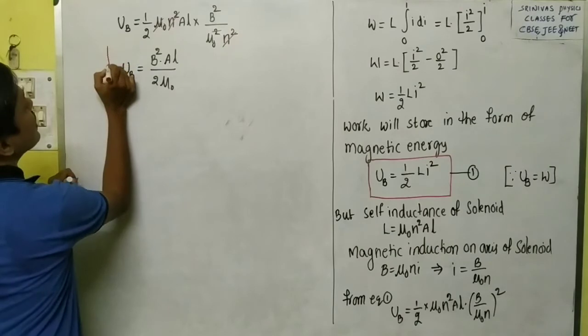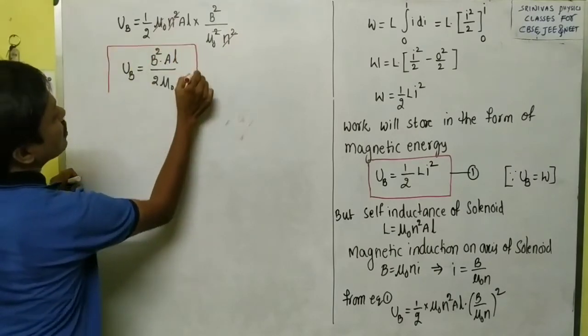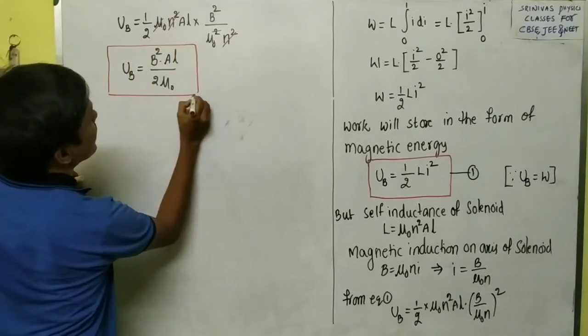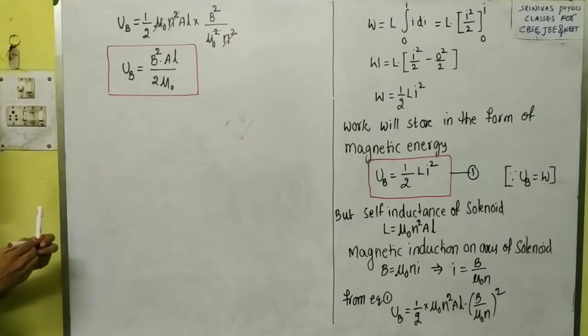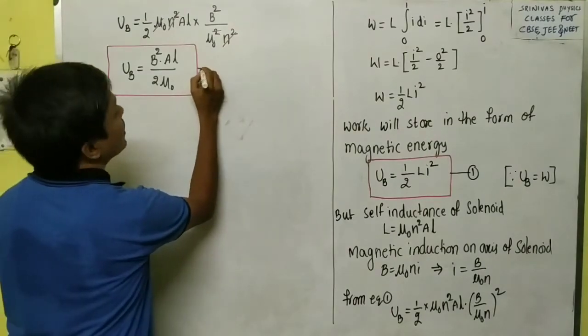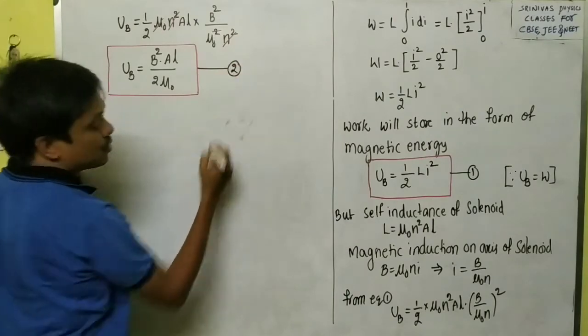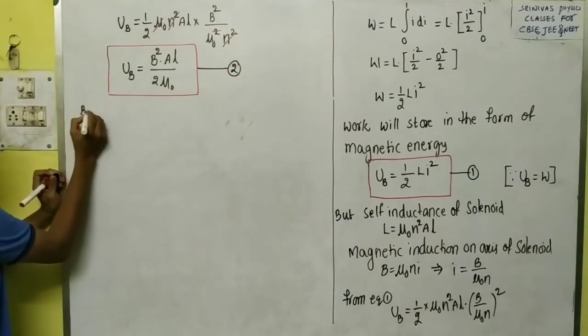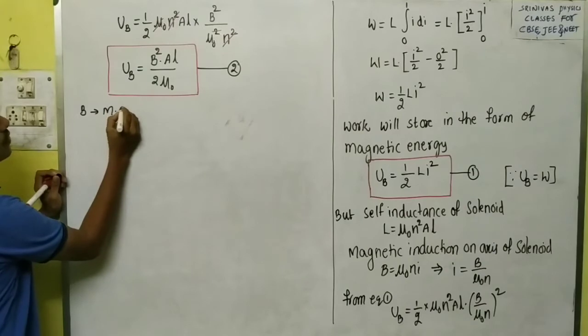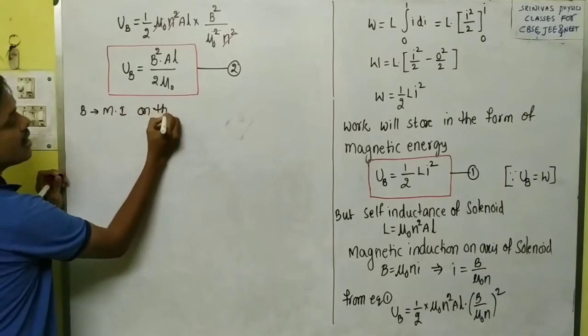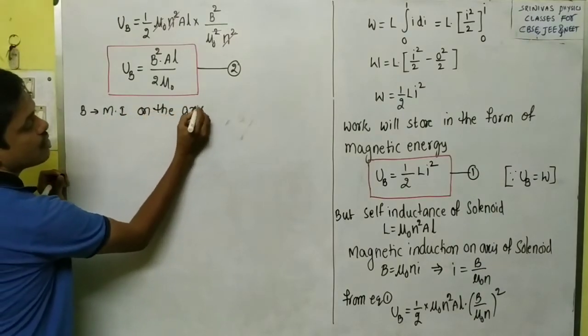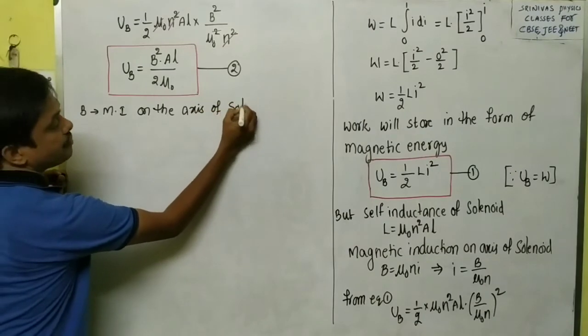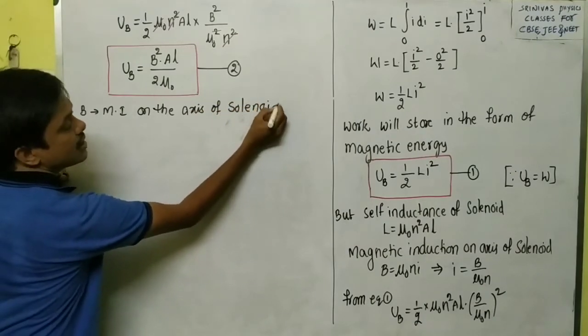One time they asked the question: derive the magnetic energy stored in terms of B, A, L. B is the magnetic induction, A is the area of cross section, L is the length of the solenoid. This is equation 2. What is B in this? Magnetic induction on the axis of the solenoid.